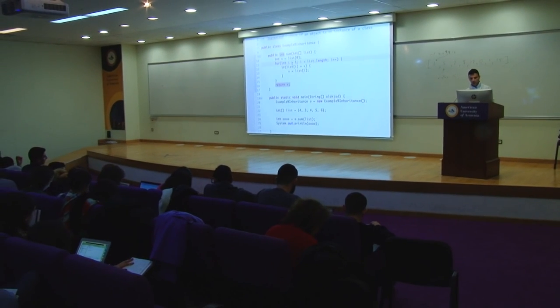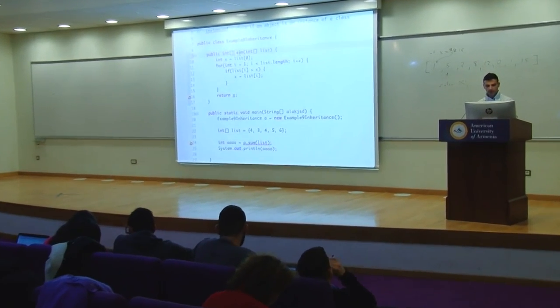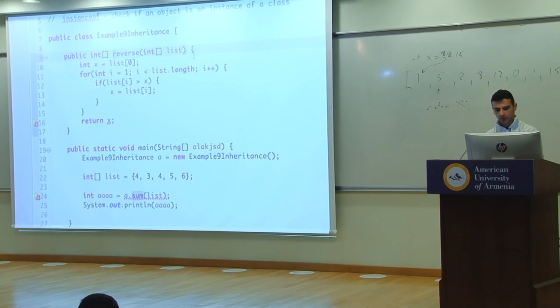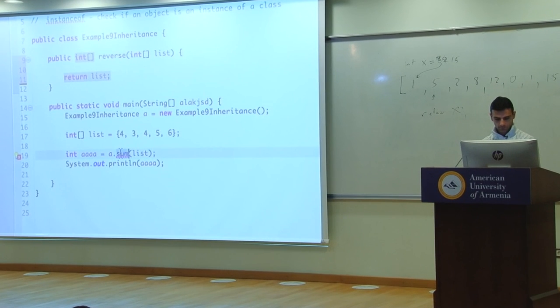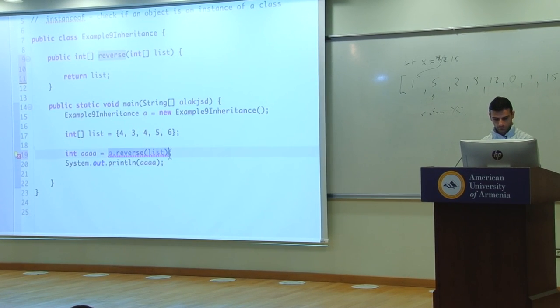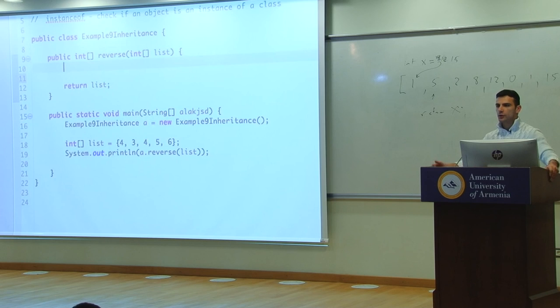Okay, let's do this. So we need to change the method signature here to return an array. Instead of sum, we're going to call it reverse. We're going to take a list. Okay, so there are a few ways we can do this. One is we can modify the array that was given to us. Another way is we can make another array and return the new array. Let's first implement the one where we create a second array.